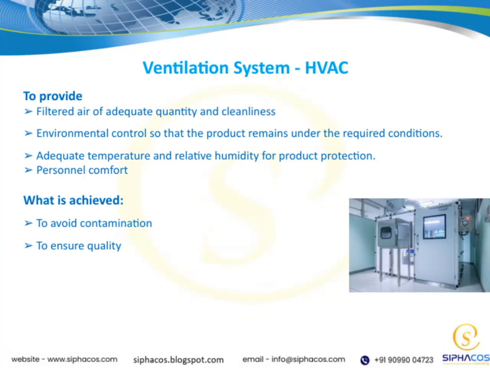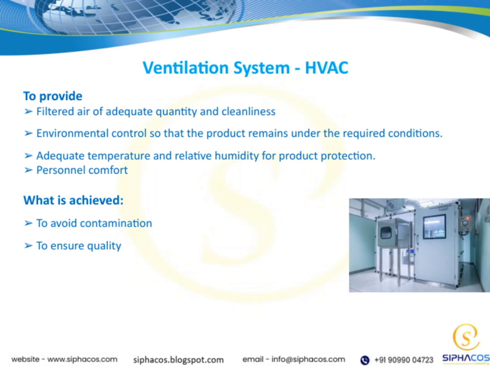When we talk about the ventilation system, specifically HVAC, we're focusing on creating an environment that supports both product integrity and personnel well-being. First, it provides filtered air in sufficient quantity and cleanliness. This means the air we circulate is free from contaminants and meets the necessary standards to protect the product. Next, environmental control is key. We need to maintain the right conditions so that the product remains stable and safe throughout the process. That involves carefully managing temperature and humidity levels, which are crucial for product protection.